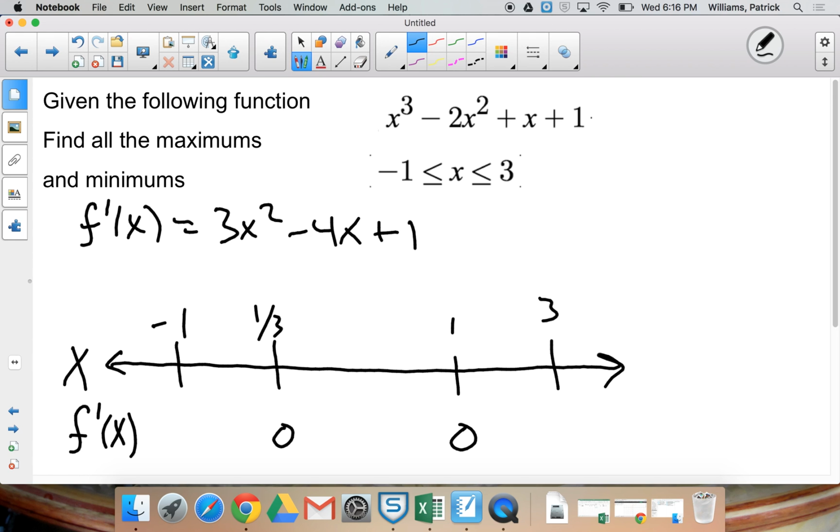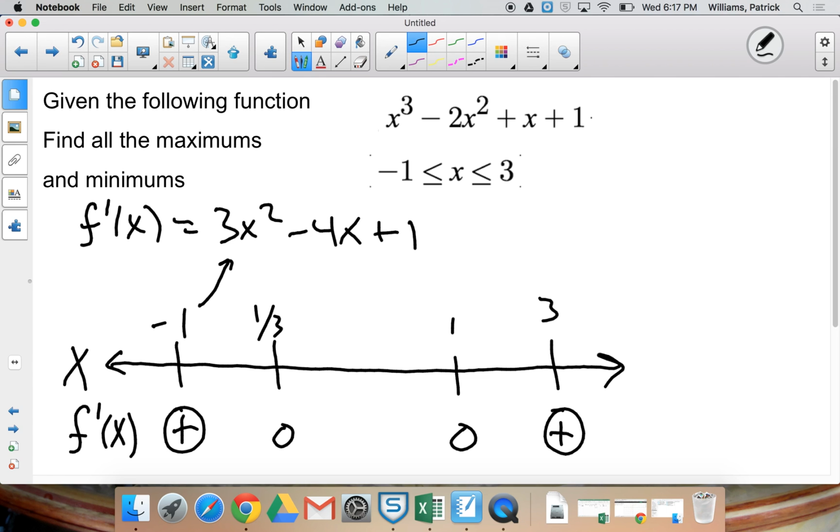We plug in a value at this particular endpoint, -1. If we plug that into this equation right here, we will end up getting, let's see, that'll be 3 plus 4. So we're going to get a positive number. So we get a positive value right here. At 3, we will once again get a positive value.